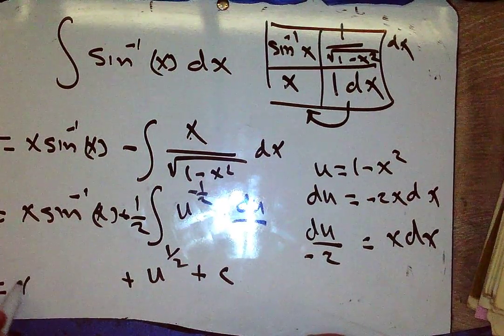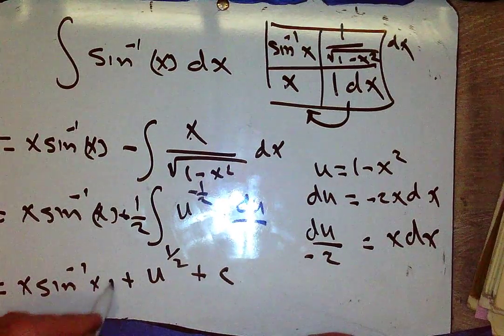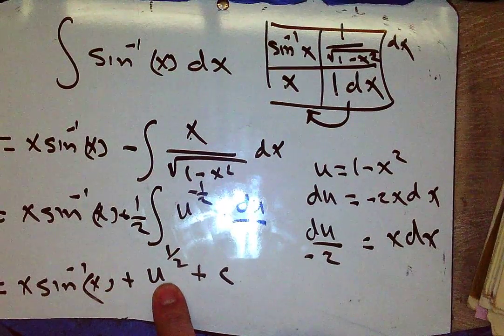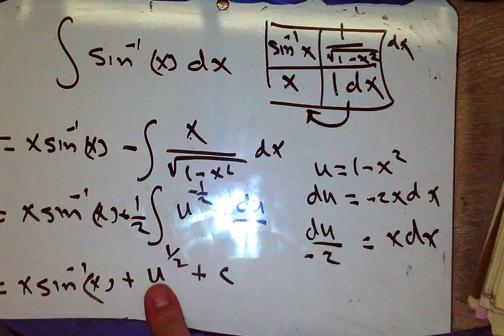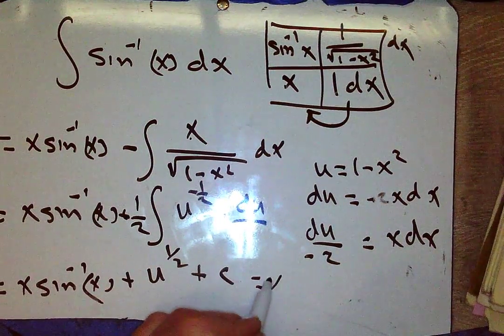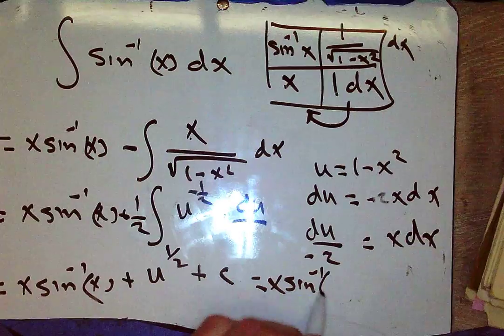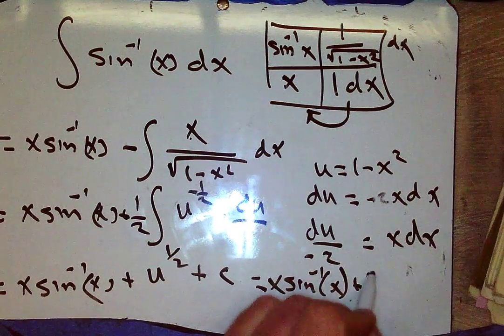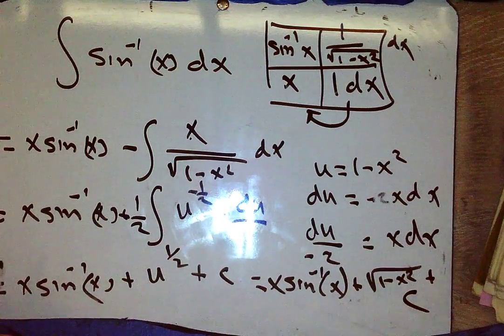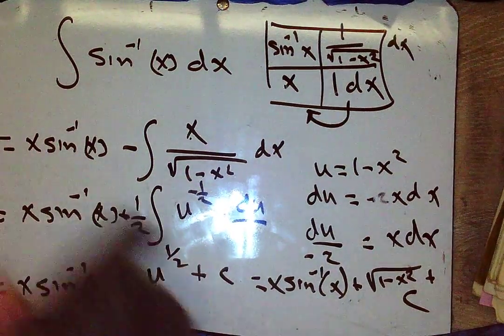And so we've got x sine inverse x. And no, I can't stop here. I can't have both x's and u's in my final answer. So because I see this u here, I'm going to replace it with what u is equal to. So we get x sine inverse x plus square root of 1 minus x squared, and don't forget the plus c. All right? Really, it's just practice. Just practice, practice, practice some more.